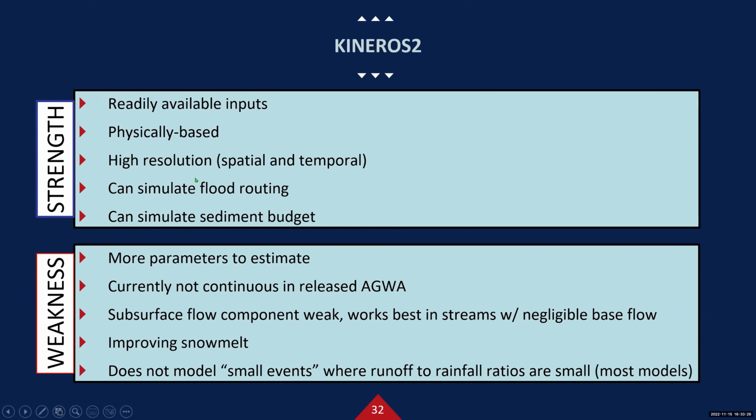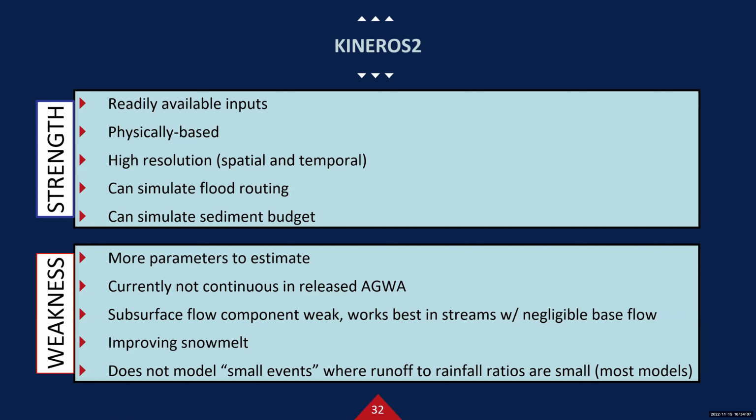So what are some of the strengths or weaknesses of KINEROS? So we can use readily available inputs. Again, these are nationally available. It's physically based. It has high resolution in both space and time, can simulate flood routing, and can simulate sediment budgets. The weaknesses, again, anytime you get a more complex model, let's say going from SWAT to KINEROS, you got more parameters to estimate. And again, it's currently in AGWA.